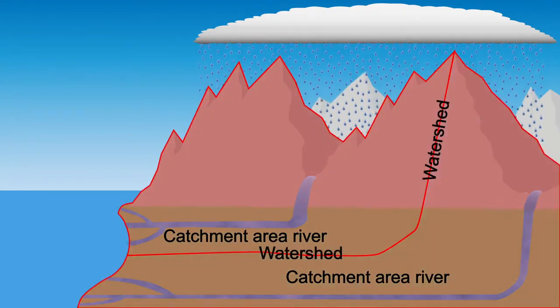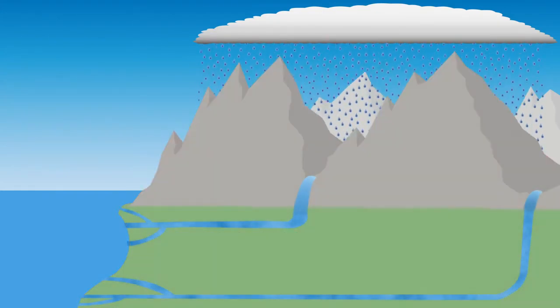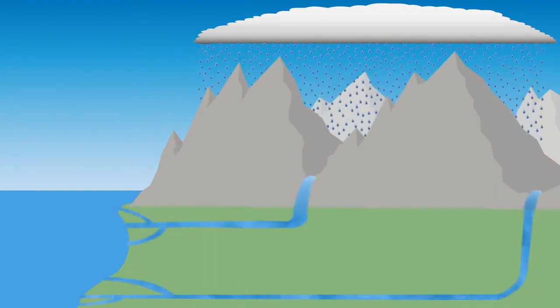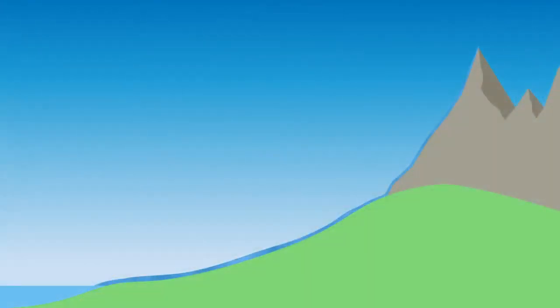Within the river basin lies the river system, the entire river including all its tributaries. All the water that is collected in the river basin is transported by the river to the sea. Along the way, the river changes the landscape.